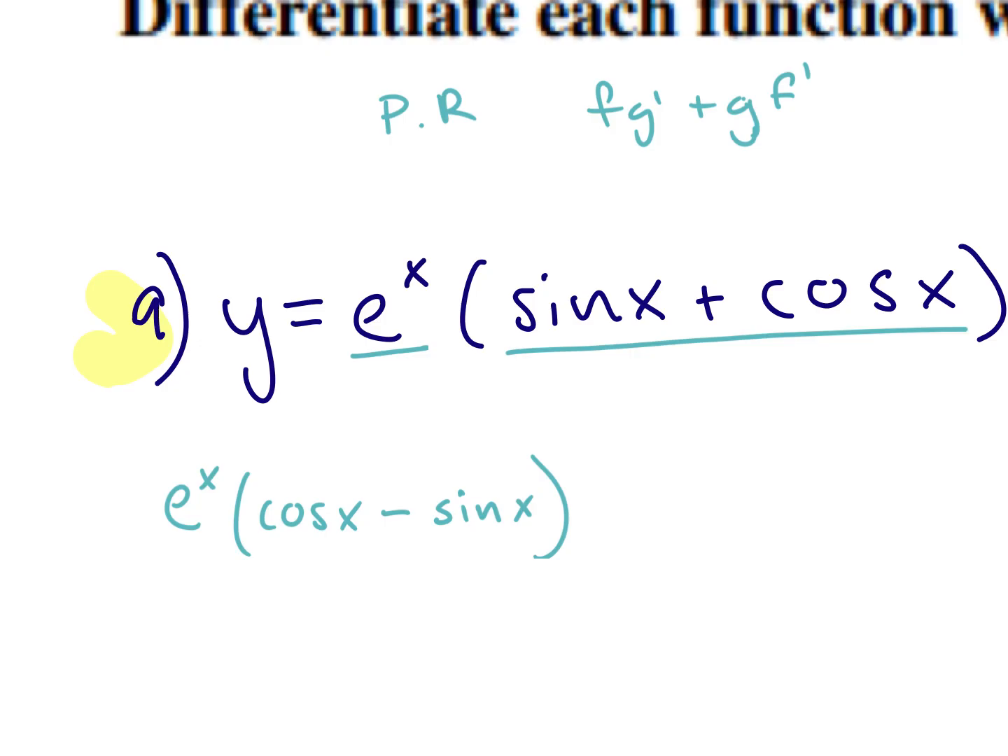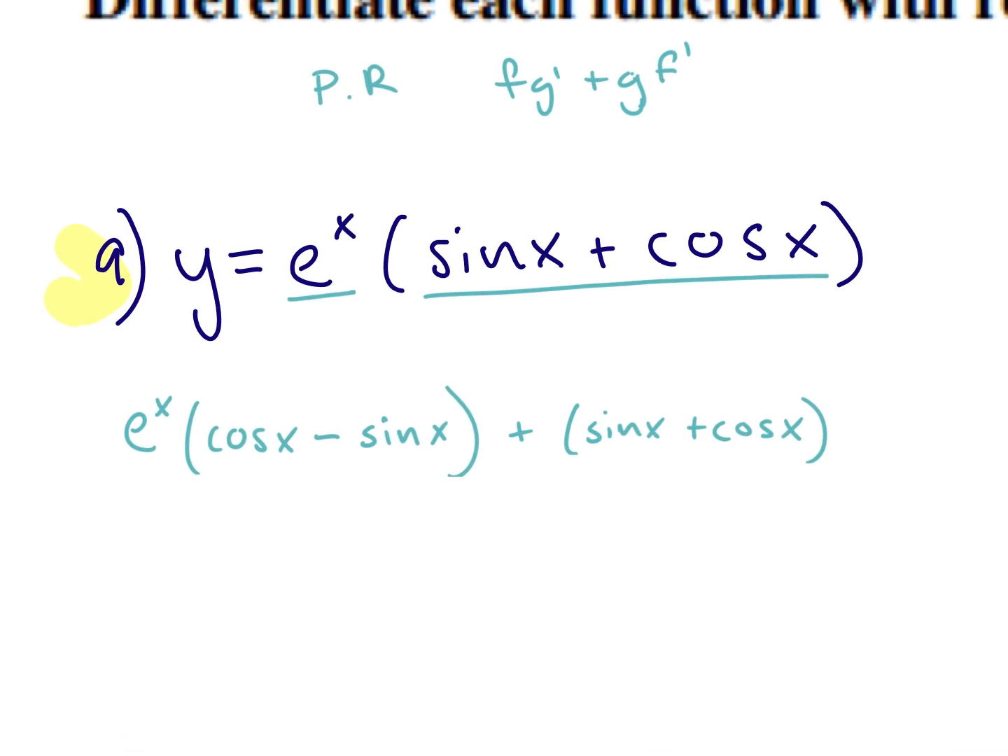So first times the derivative of the second plus the second, so we've got sine of x plus cosine x times the derivative of the first. What's the derivative of e to the power of x? E to the power of x. How could I simplify here? Let's take out e to the power of x. We're left with cosine of x minus sine of x plus sine of x plus cosine of x.